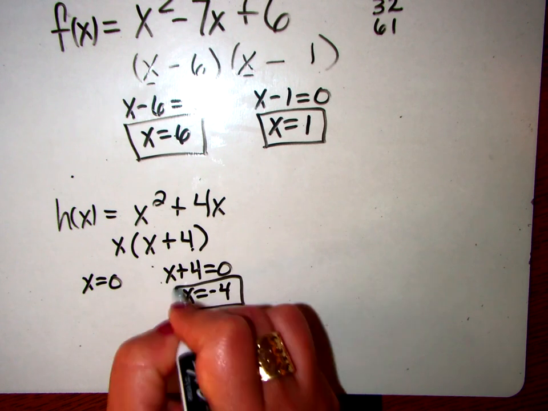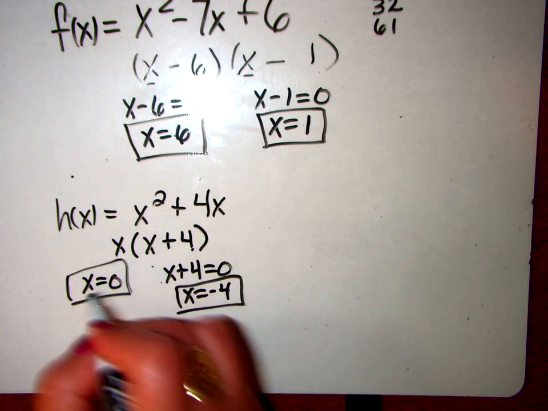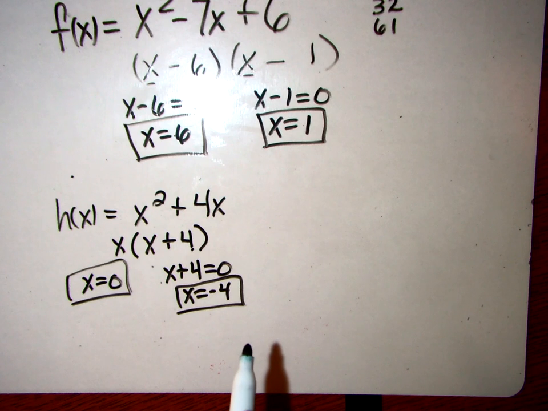So you have a negative 4. And this x over here, it's a variable, so I set it equal to 0 as well.